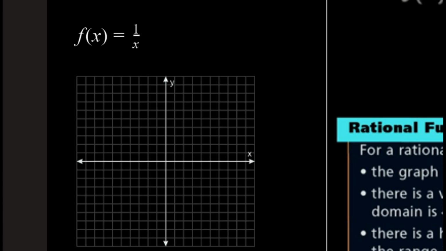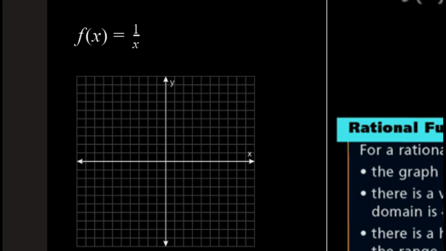Okay, so we're going to graph our parent function. Our parent function for a rational is just plain 1 over x. Now, the shape of our rational functions is mainly determined by the two asymptotes, okay? This rational function hasn't been moved anywhere at all.